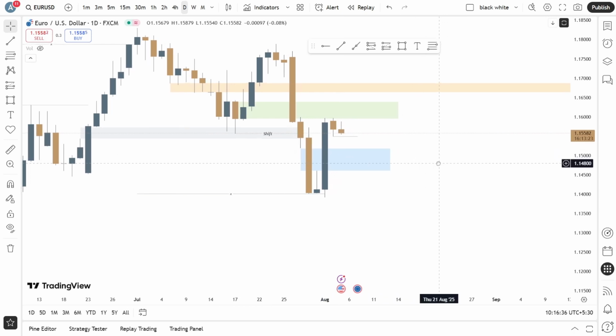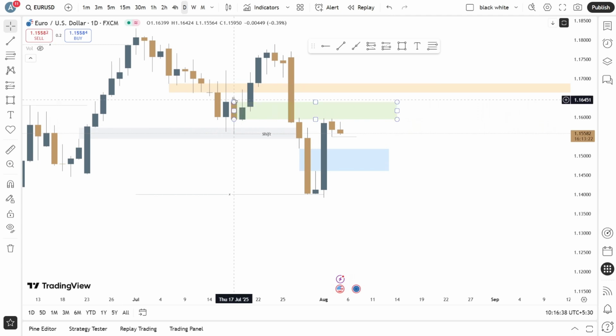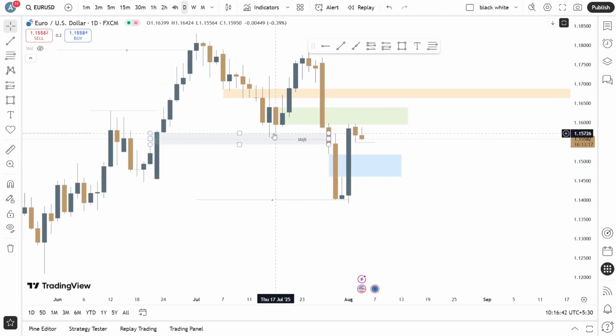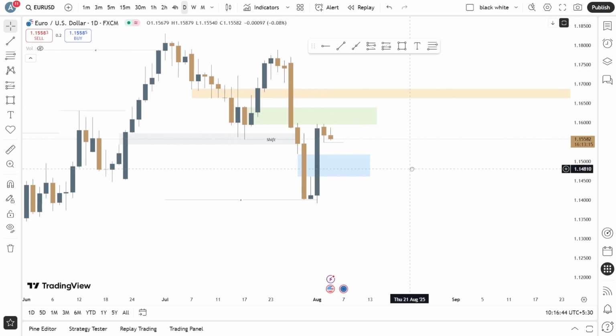Now, currently we are responding from this particular flip zone from where the price was supposed to move into the upside direction, but it didn't, and we moved into the downward side. So currently, I'm anticipating that most likely we could be bearish into the market. Let's move to the 4 hours now.